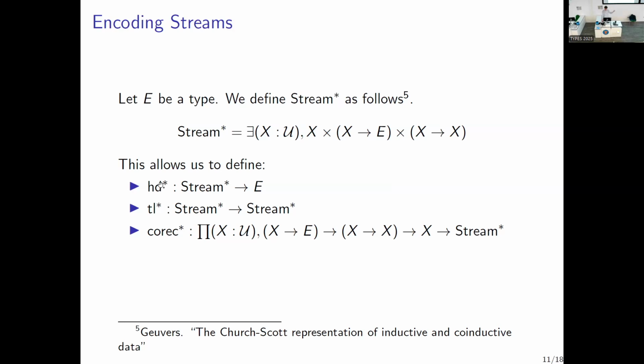To define head and tail, we take some stream and we rec it using the recursion principle of the existential type, because we have that. For the co-rec, we turn it around. Rather than destroying some stream, we pack it by putting stuff together, because we're given some type U, a function X to E, a function X to X, and then some X, and then we can construct a stream by putting this all together.